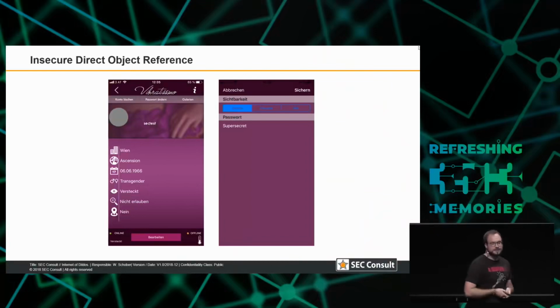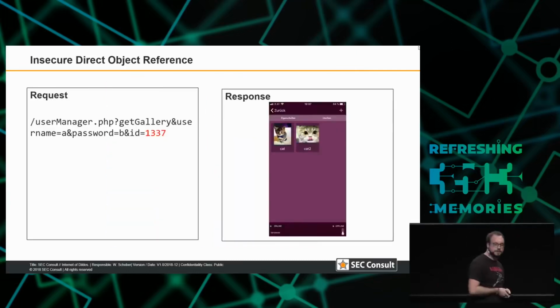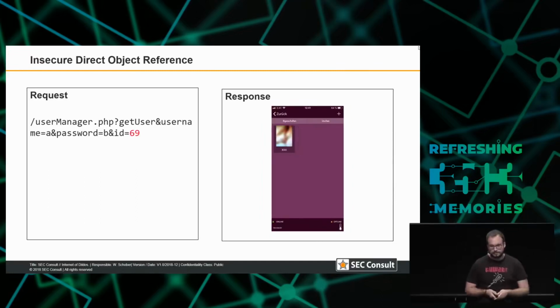There is a feature in the smartphone apps called galleries, so you can create galleries. You can set the visibility to no one is able to see it, just your friends are able to see it, or everyone is able to see it. You can even set a password on those galleries. Just for a test, I created a gallery with a few cats. When you request this gallery, you see the following request. It's user manager, PHP, blah, blah, blah, username, password, and some ID. And I thought, maybe I should change this ID, and I was presented with a dick pic.